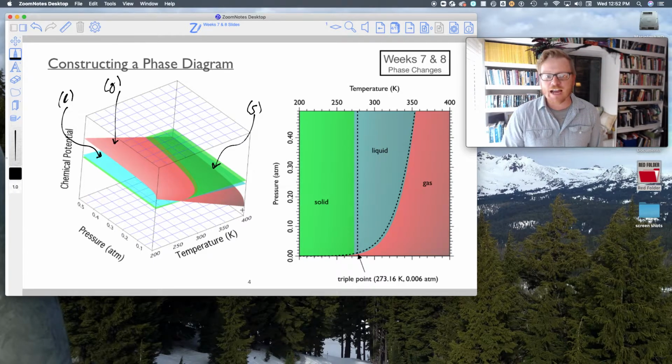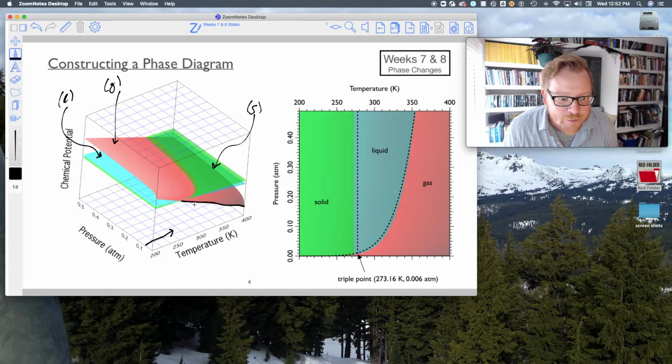But still, how do we get a phase diagram out of this? Well, what we need is the minimums. So I'll play with this red curve, for example. If I'm looking at just this slice, let's say along the 0.1 atm, so at constant P, here at 400 Kelvin, I can see my gas has the lowest chemical potential. So for water, between 400 Kelvin and, you guessed it, 273, the gas is the most stable.